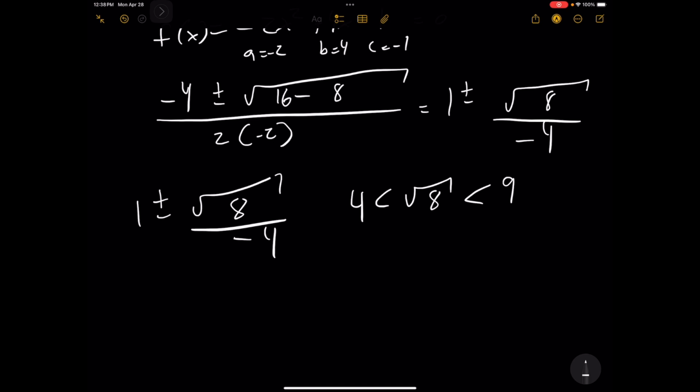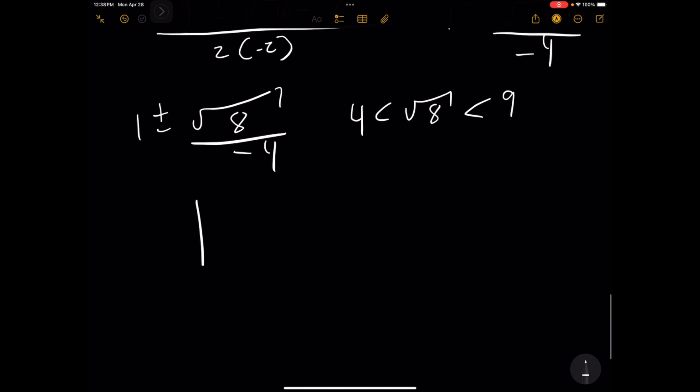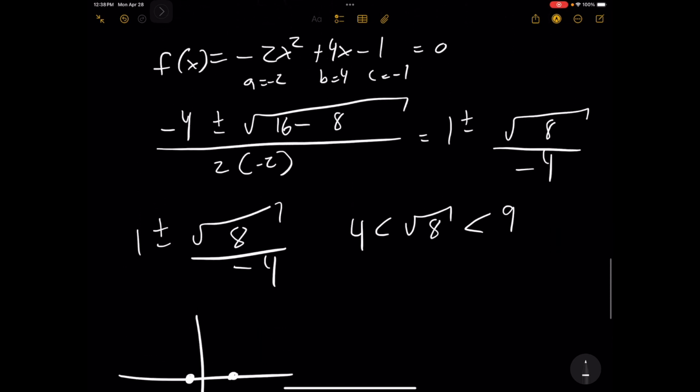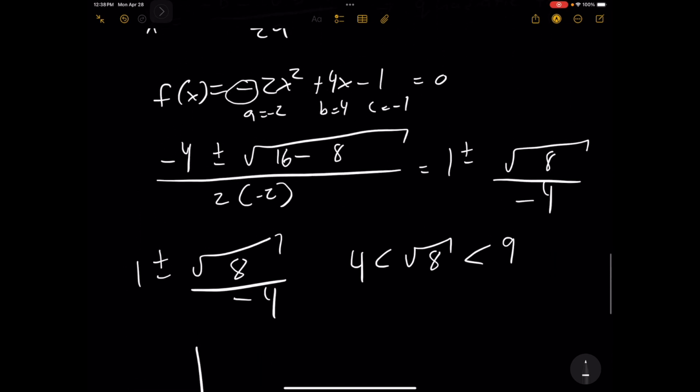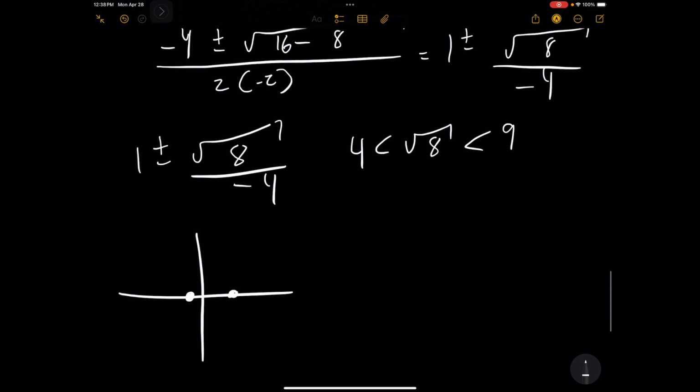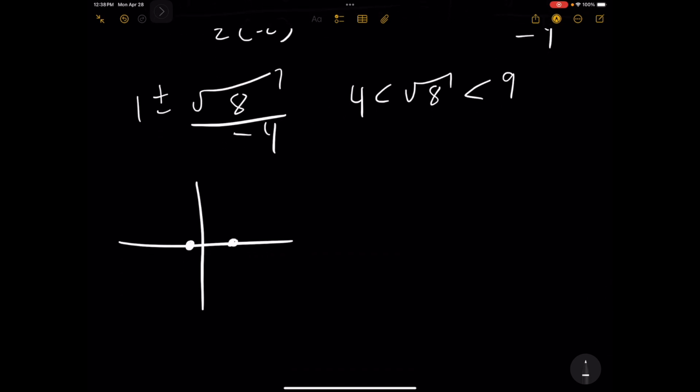greater than 4. And so we end up with something to the left side of 0, something to the right side of 0, and we have a parabola. And another thing we know is that there's a negative sign out front of the x squared term, so we know that parabola is pointed down. So we get a parabola that looks something like this.